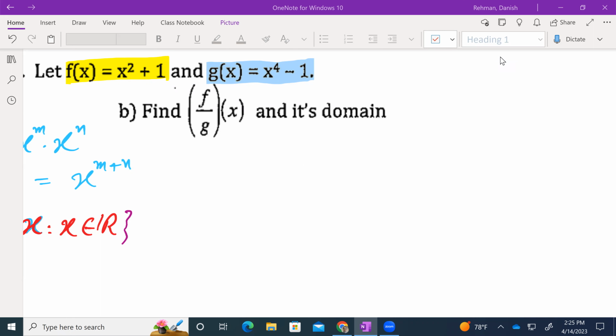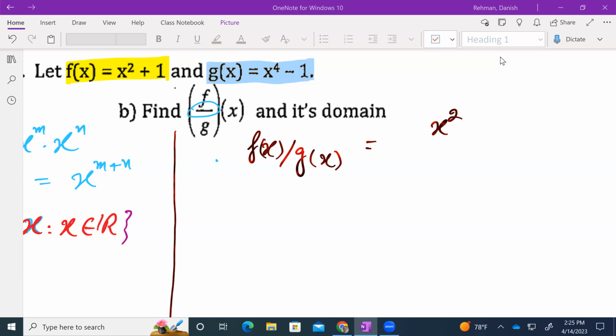I can put a line also to differentiate from the other side. f of x divided by g of x. That's what I'm going to do. f of x divided by g of x. And how will that turn out? (x square plus 1) whole divided by x raised to power 4 minus 1.